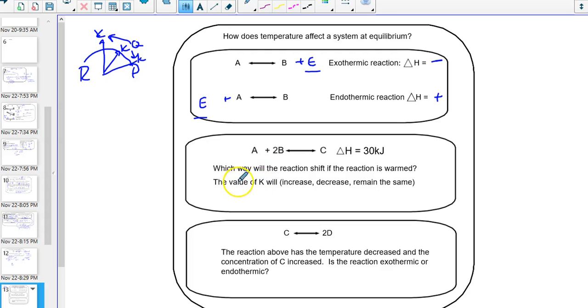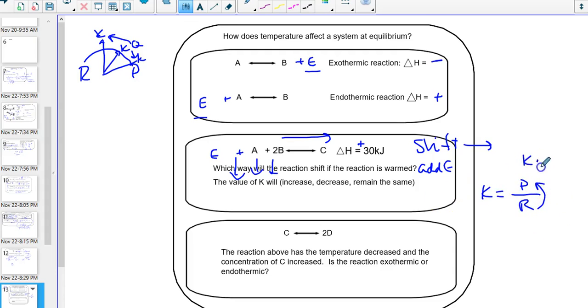Which way will the reaction shift if the substance is warmed? So what I do here is I take my reaction, it's positive right now, so it's endothermic, and it's warm, so I'm adding energy. I want to undo that stress. Adding energy means I want to remove energy. All of this stuff goes away, including the energy, and I produce more product. I'm going to shift this way. What happens to K? Well, K is a ratio of products over reactants, and I'm shifting that way. So K is going to go up. It's going to increase.